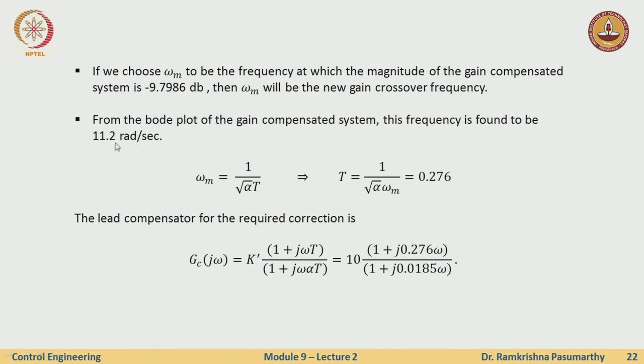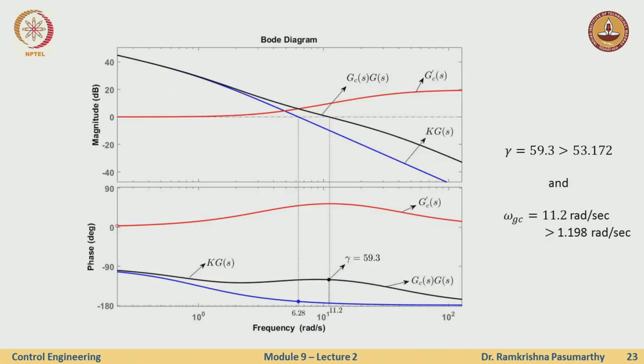Now from the Bode plot I can find out what this is, right. This frequency is found out to be 11.2 radians per second. Now once I know the omega m, I could compute easily what is the t. Once I know the t, I can get the structure for the compensator, and what this gives me is very nice here. So this gives me a gain margin of 59, well, which is perfect. This is exactly what I want, right. And the gain crossover frequency here is 11.2, right.